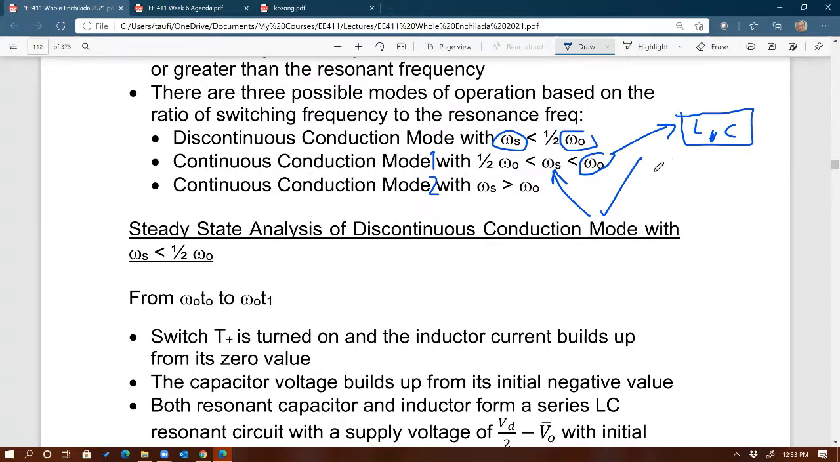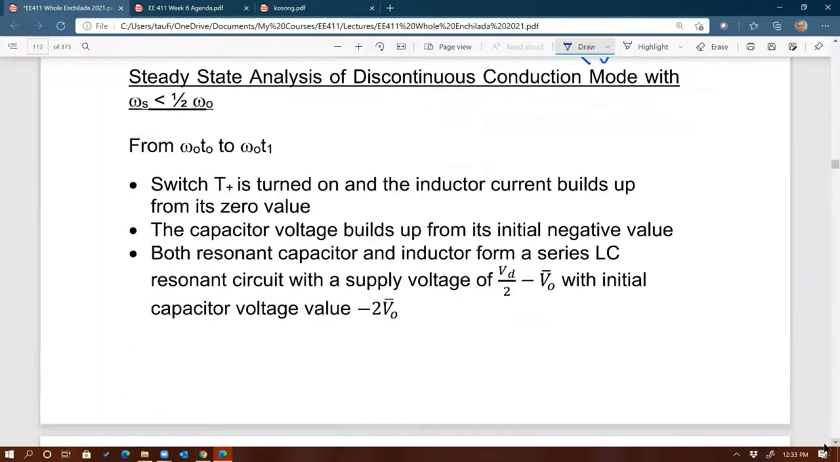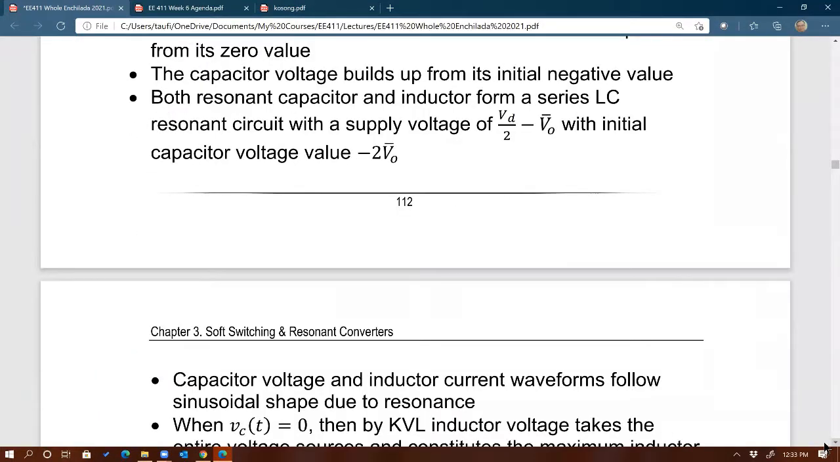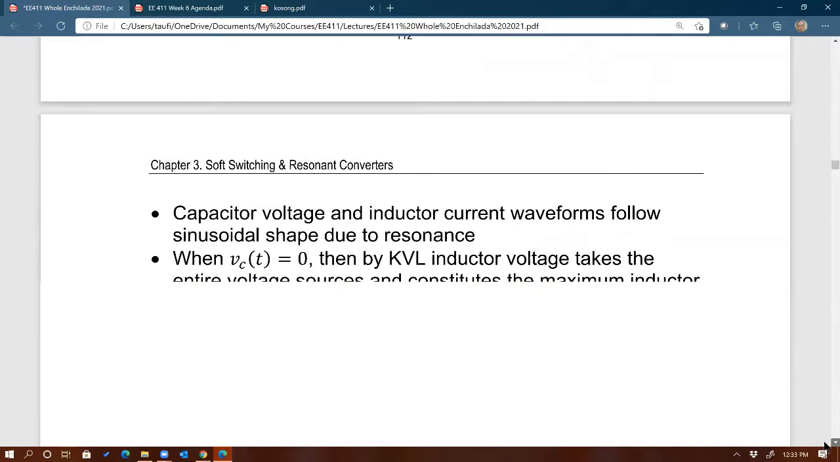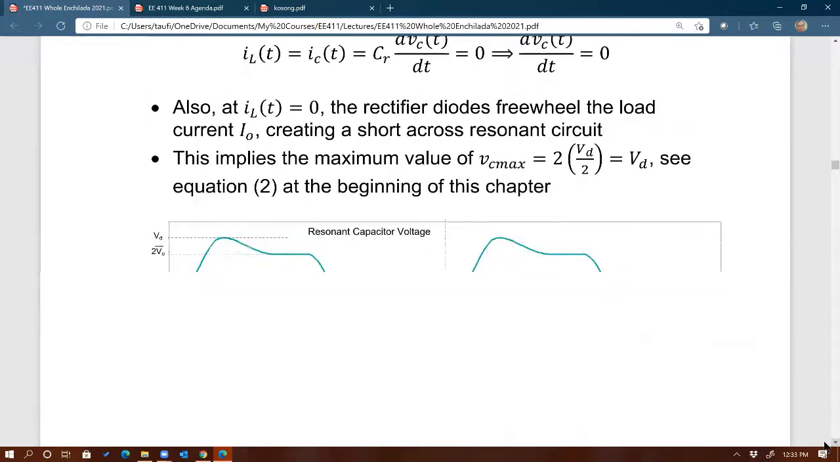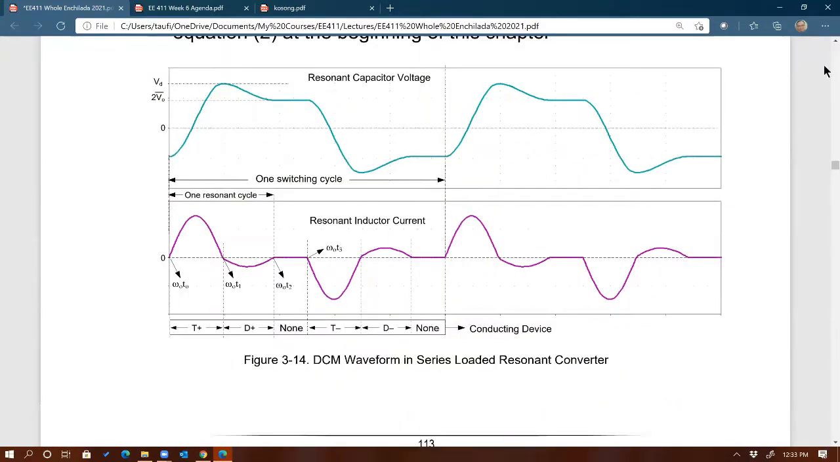So based on how you want to place the switching frequency compared to the resonant frequency, that would determine the operation of the circuit, whether it is DCM, CCM1, or CCM2, right? So let's look at DCM first. Let's just go straight to the waveforms, right?